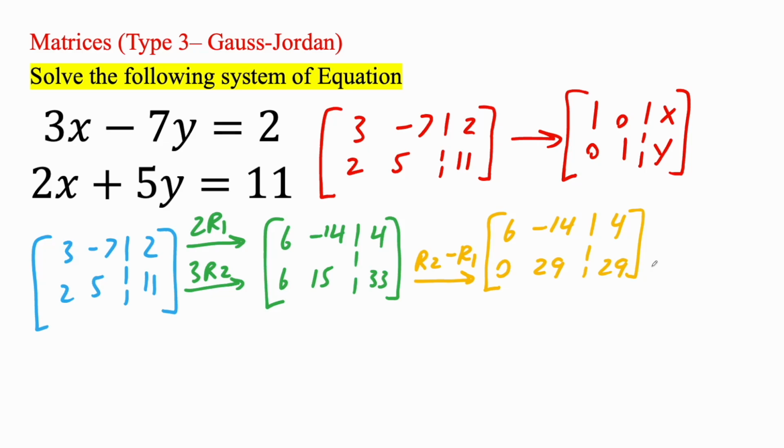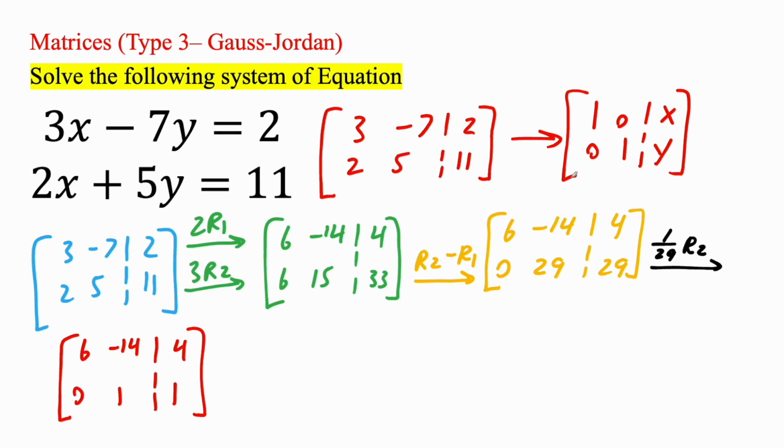So the next step will be kind of easy. I can multiply row 2 by 1 divided by 29. And in doing so, I'm going to get my nice 1. So let's do this here. So again, row 1 will remain the same. 6, -14, dash, dash, dash, 4. 0 times 1 over 29 will give us 0. But 1 over 29 times 29 will give us 1. 29 times 1 over 29, same thing, 1. So if you notice, we have 0, 1. We're halfway there.